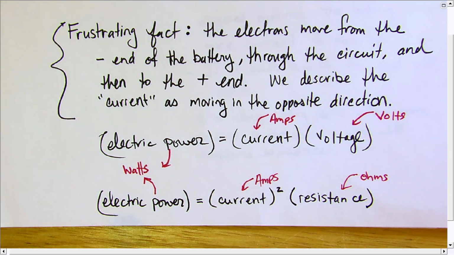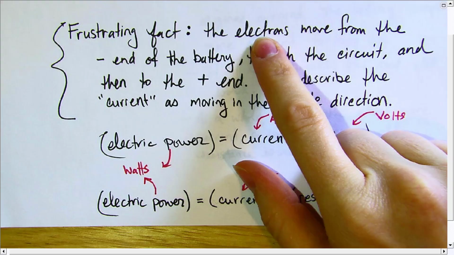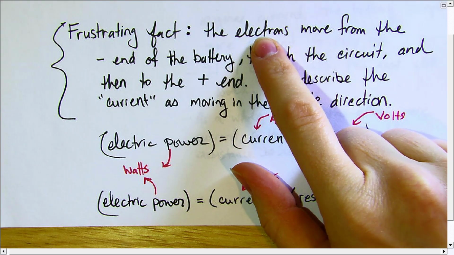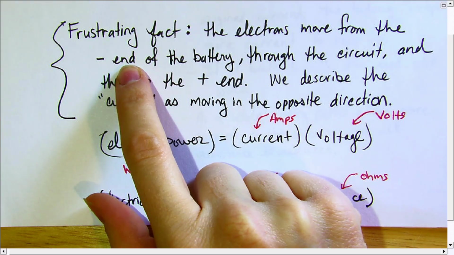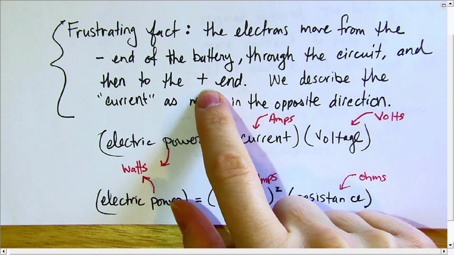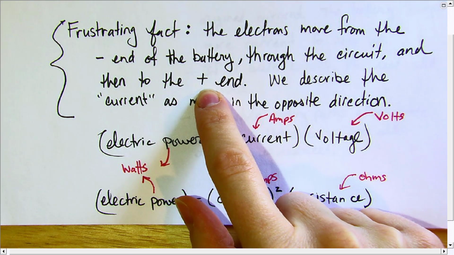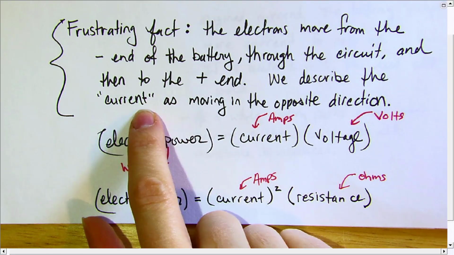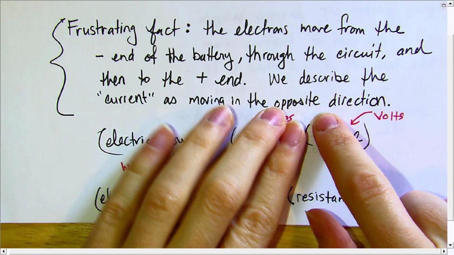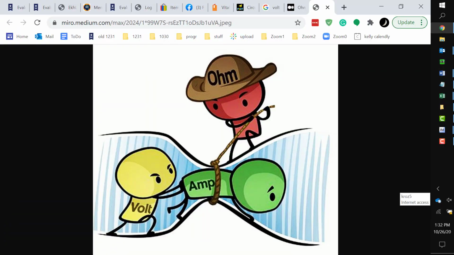One really frustrating fact when you're trying to learn circuits is that the electrons, which are negative, and they're what's flowing through the wire to make electricity, move from the negative end of the battery around the circuit, like through a light bulb, and then they end up at the battery at the positive end. Before we knew it was the electrons moving in the wire, we guessed that it was the positives moving through the wire. So we describe current as going from the positive end to the negative end.